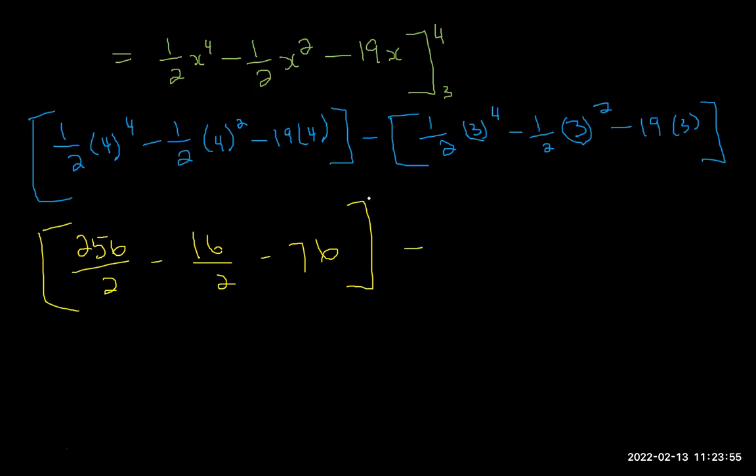Minus 3 to the power of 4 is 81. So then that by a half is the same as saying 81 on 2. 3 squared is 9. That by a half is the same as saying 9 on 2. And then 19 by 3, that's 57. You good with these values so far?